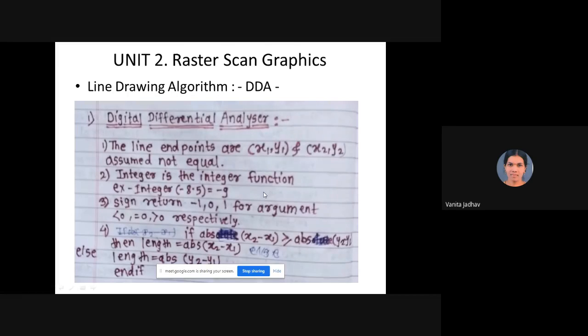Next, we are using the sine function. The sine function returns the sign of that particular value, whether the value is negative or positive. It returns 3 values: either -1, 0 or 1. Based upon the argument, if the argument is less than 0, it returns -1. If it is equal to 0, it returns 0. If it is greater than 0, it returns 1.